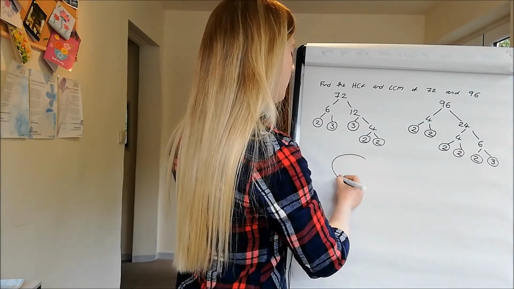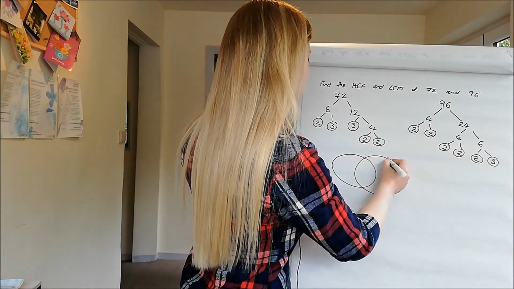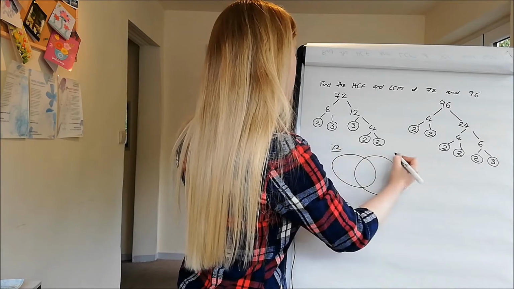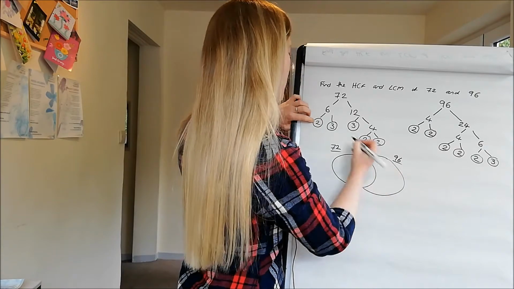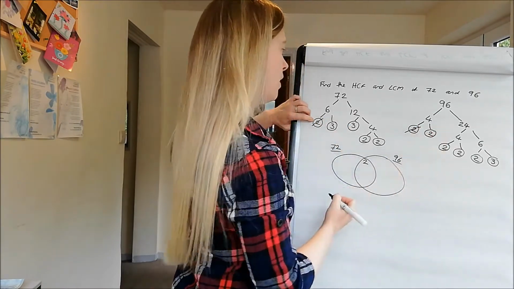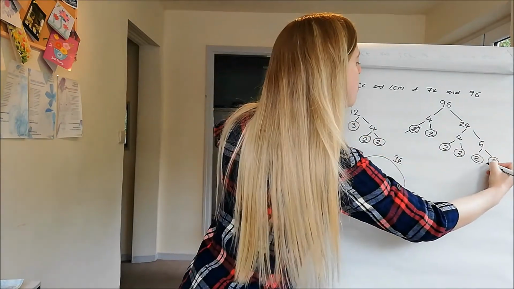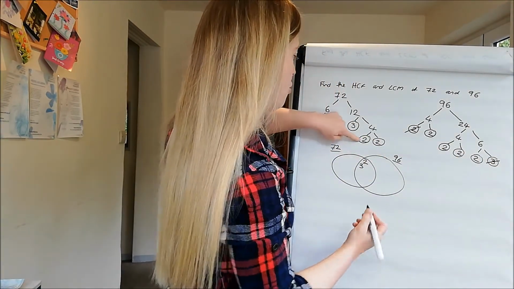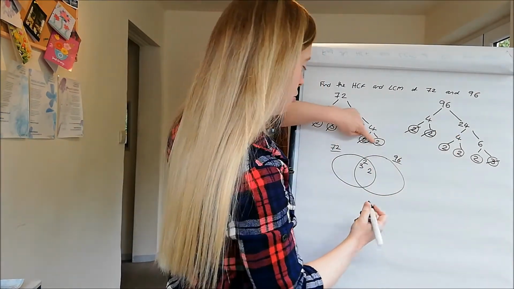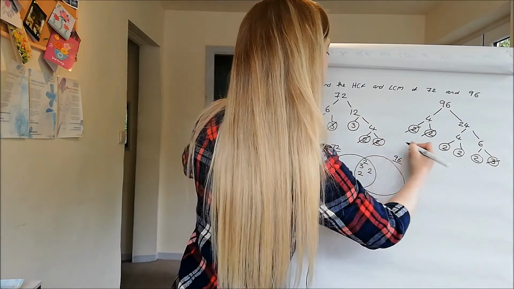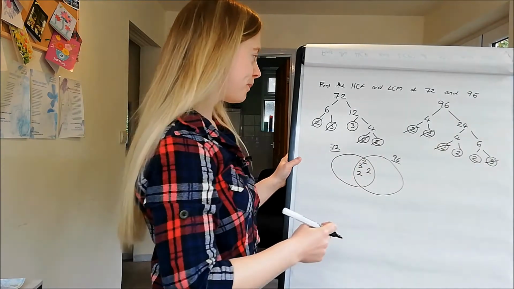So we'll put those into a Venn. They've both got a 2, so I'll put a 2 in and cross it off both. They've both got a 3, so I'll put a 3 in and cross it off both. They've both got another 2, so I'll put another 2 in and cross it off both. They've both got another 2, so I'll put a 2 in and cross it off both. So in the middle, I've got 3 2s and 1 3.